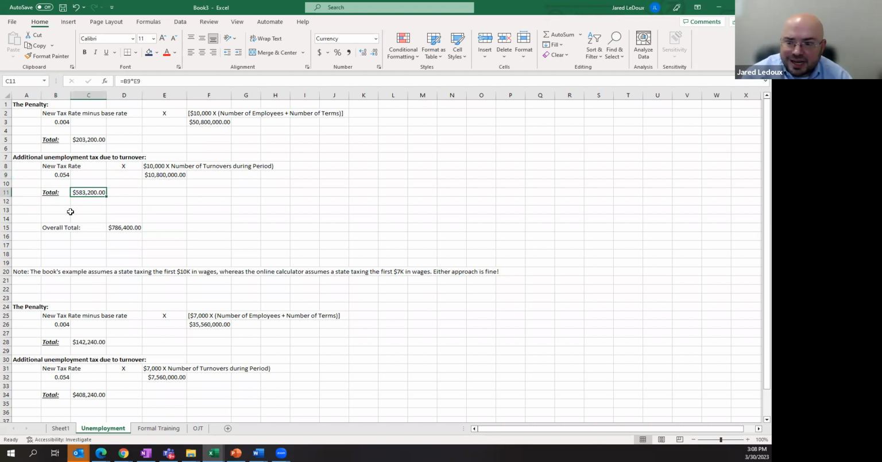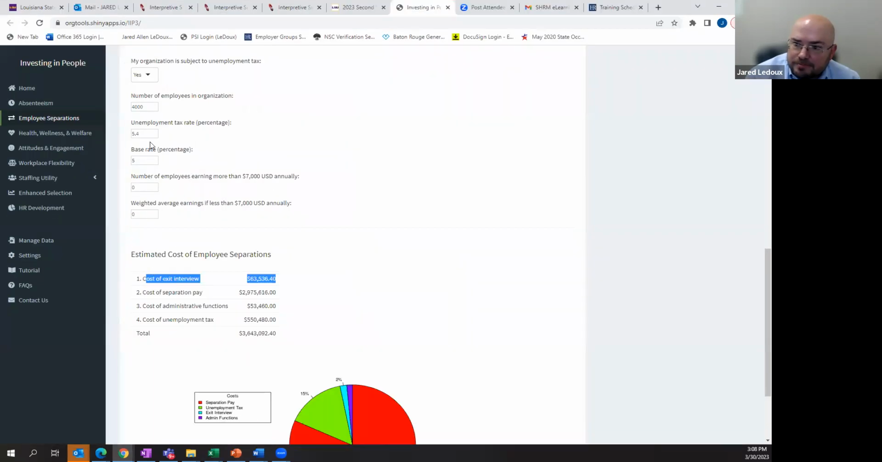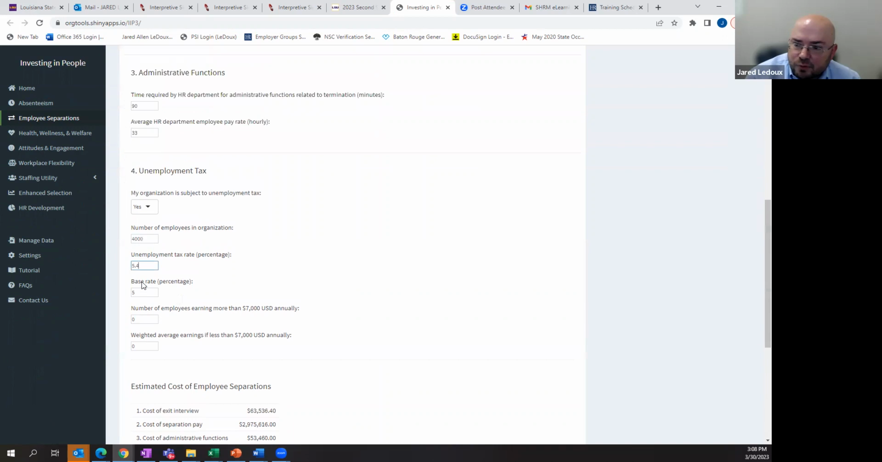I went through all of that to say, the book's example assumes a state taxing the first $10,000 in wages. While it doesn't state directly in the text, if you use the calculator, it's not going to ask for $10,000. It's going to ask for $7,000. So, you may be in multiple states as an organization in which you are paying different tax rates and different calculations of that tax rate. So it can get really complicated really quick.